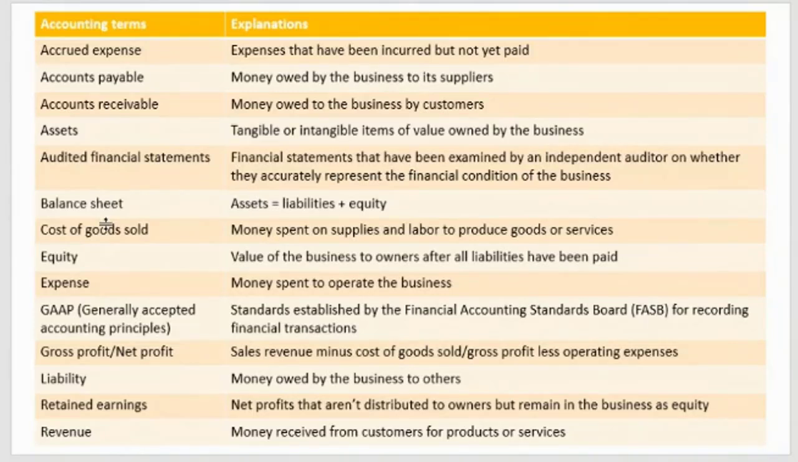Now, expense is money spent to operate the business. GAAP, generally accepted accounting principles. This represents standards established by the Financial Accounting Standards Board for recording financial transactions. Gross profit, net profit. So sales revenue minus the cost of goods sold is the gross profit. Net profit is gross profit less operating expenses. Liability is money owed by the business to others. Retained earnings, net profits that are not distributed to owners but remain in the business as equity. Revenue, money received from customers for products or services.